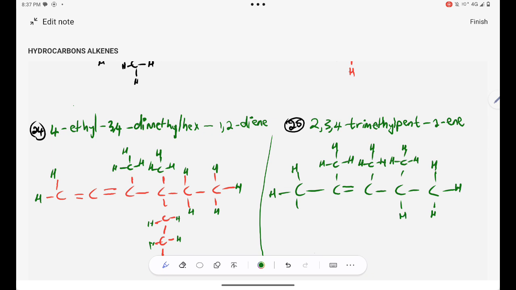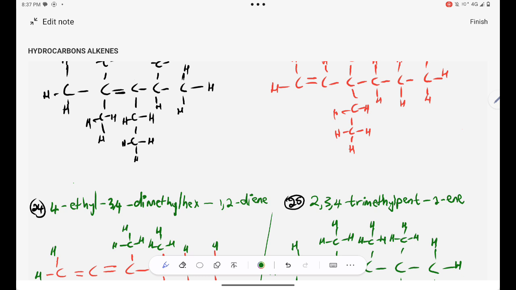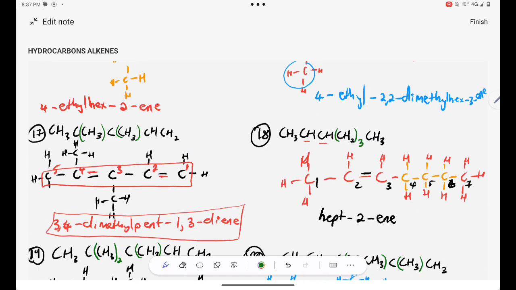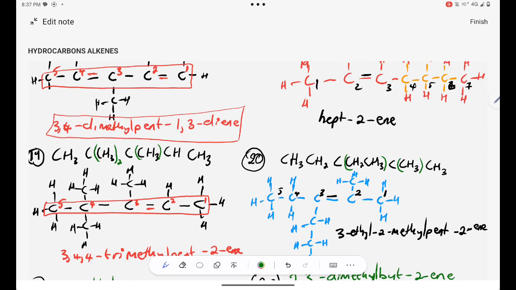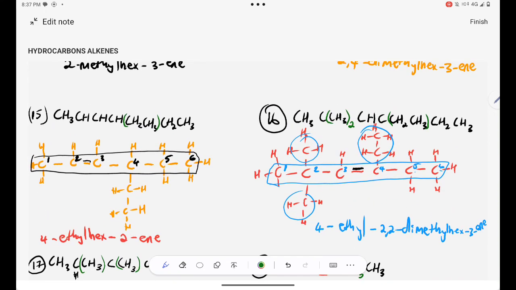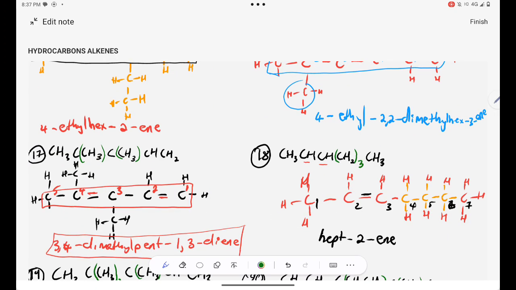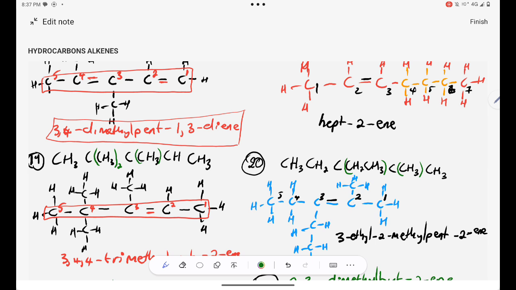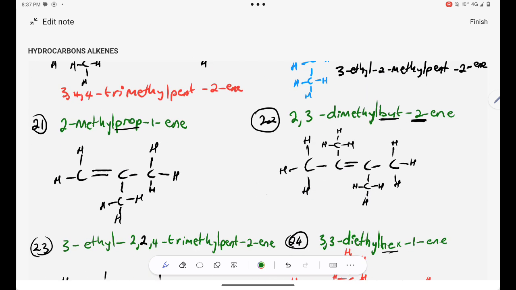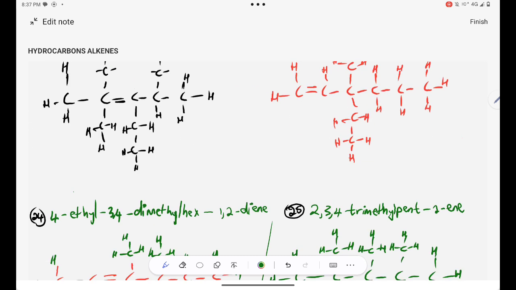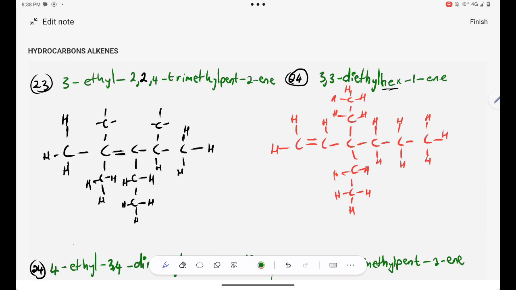Yeah, that's how, guys, you deal with alkenes. Whether you are given a structural formula, you must easily write the IUPAC name. If you are given a condensed formula, your duty is to first draw a structural formula, and then write the IUPAC name. If you are given the IUPAC name, just draw the structure. Yeah, that's how you deal with alkenes, guys.